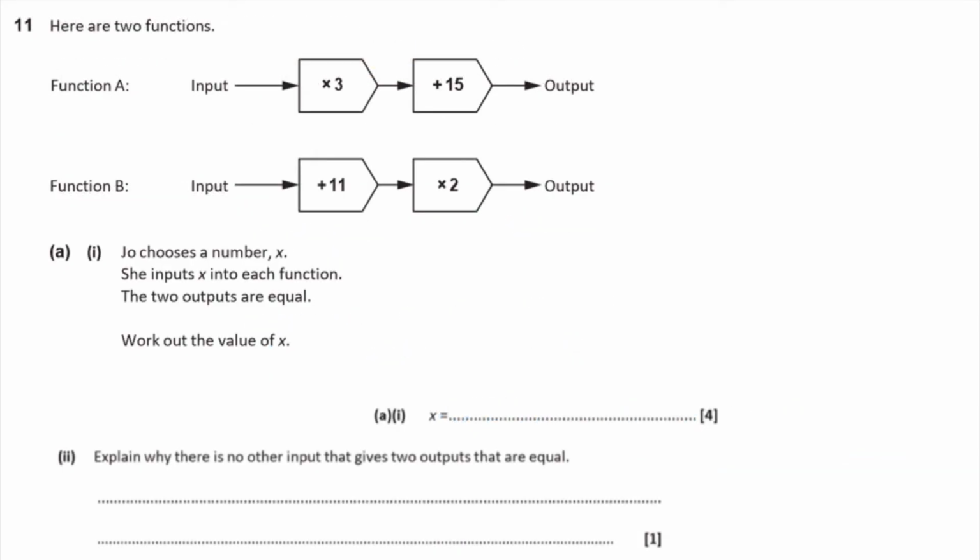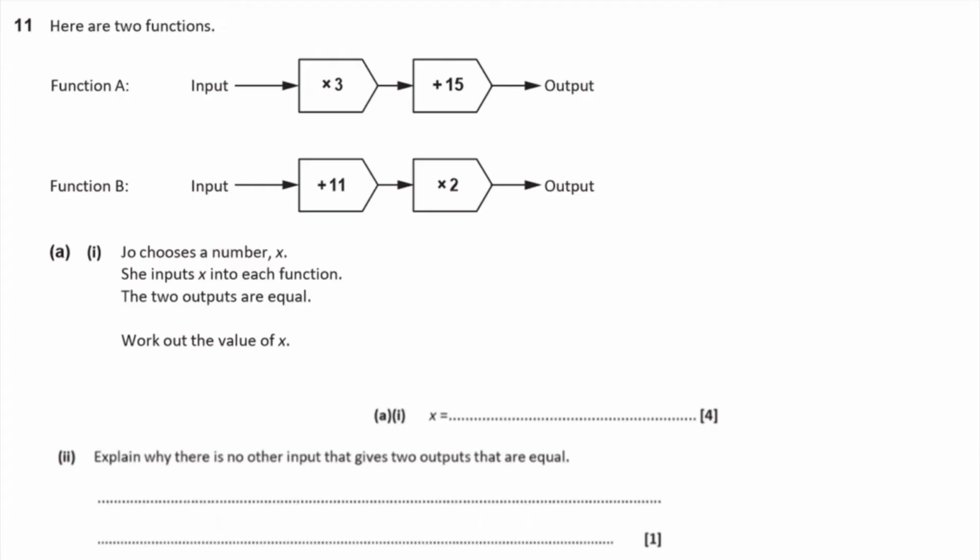I've got function A, which is a times 3 plus 15 function, and B, which is a plus 11 times 2 function. Part A, part 1 says, Joe chooses a number x. She inputs x into each function. The two outputs are equal. Work out the value of x.